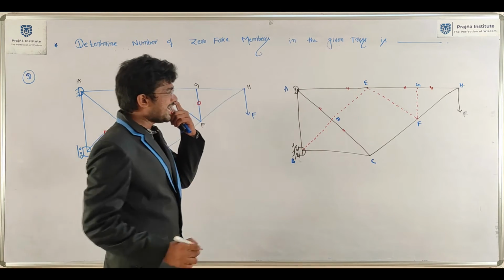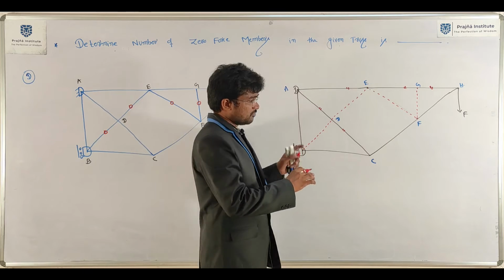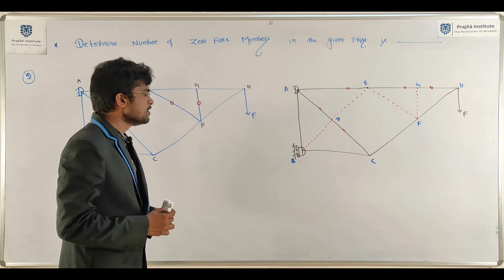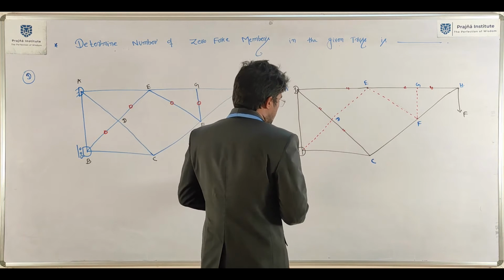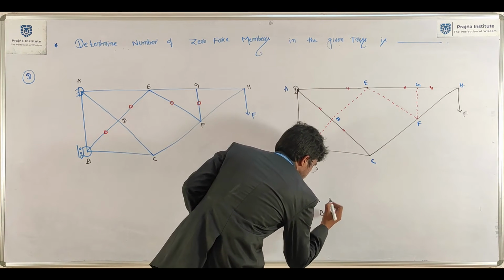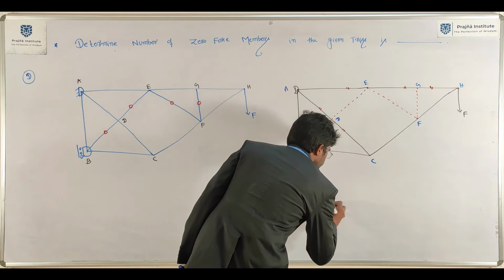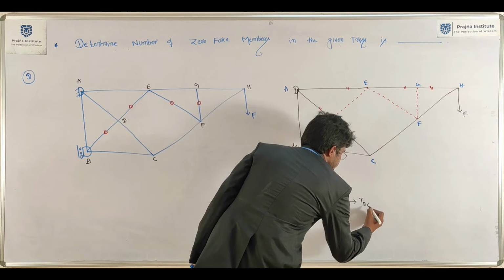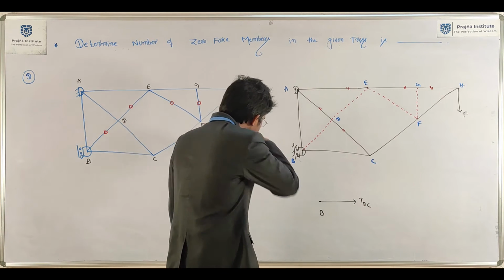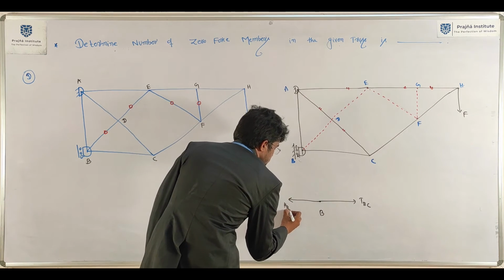Okay, so is it the end? Tell me, is it correct? Once you stop at this moment, you will get the wrong answer. Why? Because once you draw the free body diagram at joint B, what will you get? Tell me. TBC, and the reaction at this point, HB.